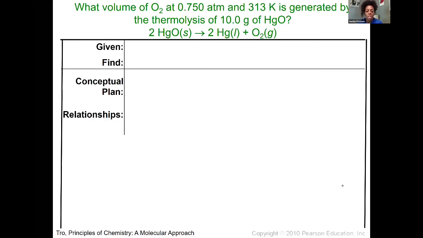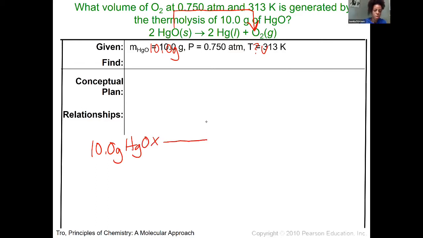And then one more example. It says, what volume of oxygen at 0.750 atmospheres and 313 Kelvin is generated by the thermolysis of 10 grams of mercury 2 oxide? If we look at this, again, we're looking for volume, very similar to the previous problem. We know we have 10 grams of this, and we've got to go from here to here. That should help you think about your steps. So we would take our 10 grams of the mercury 2 oxide. First step, get to moles. Mercury is 200.59, and we add in oxygen, that would give us 216.59 grams to 1 mole of the oxide.